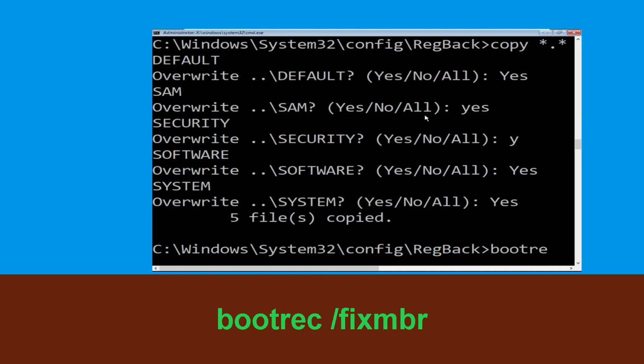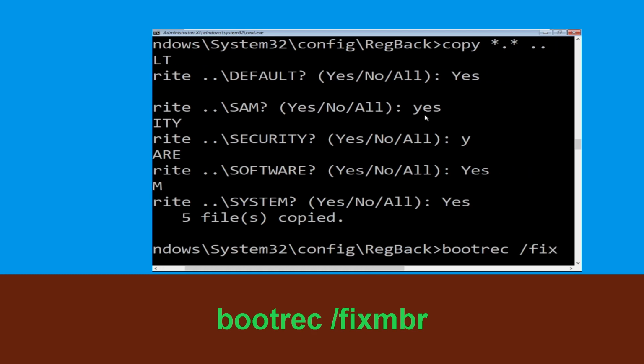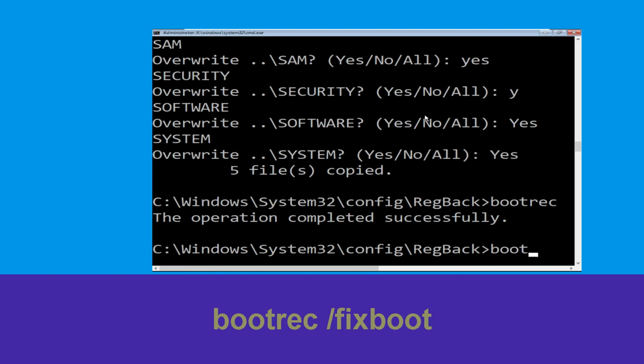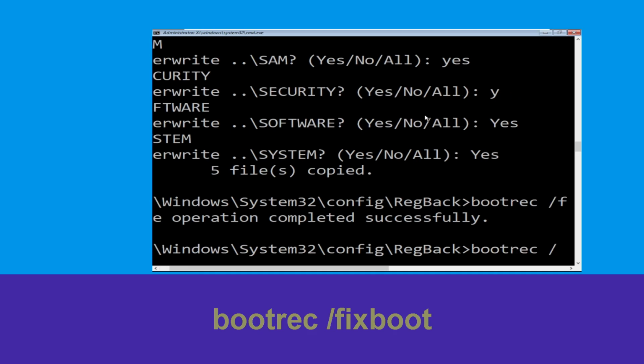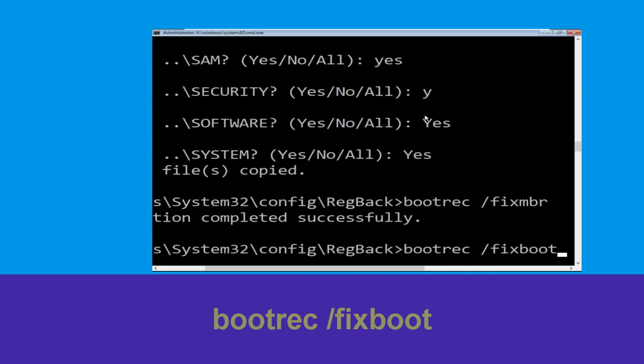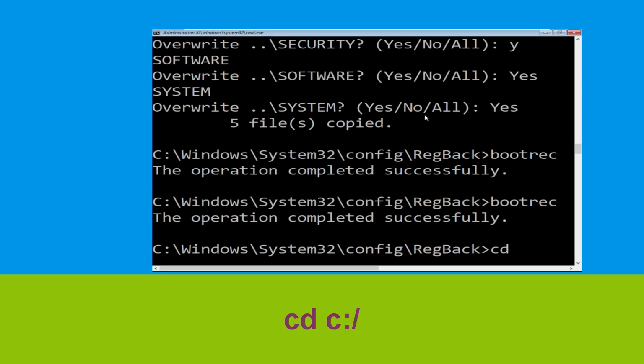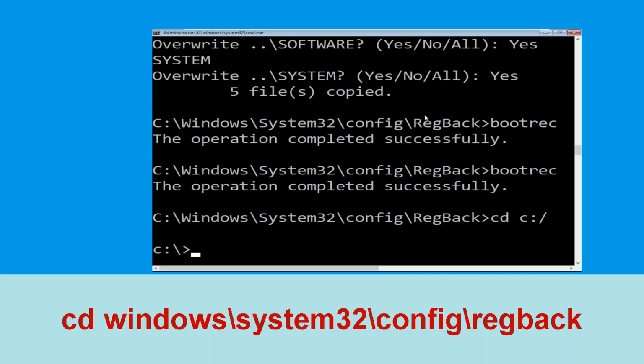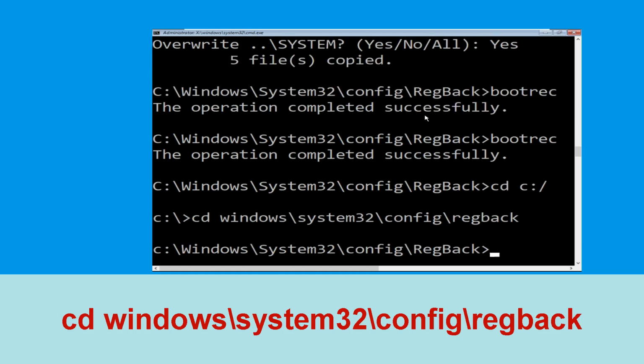Now type bootrec /fixmbr and simply hit enter. Type bootrec /fixboot and hit enter. Now type cd c:\ and simply hit enter. Now type this command cd windows\system32\config\regback and simply hit enter to execute the command.